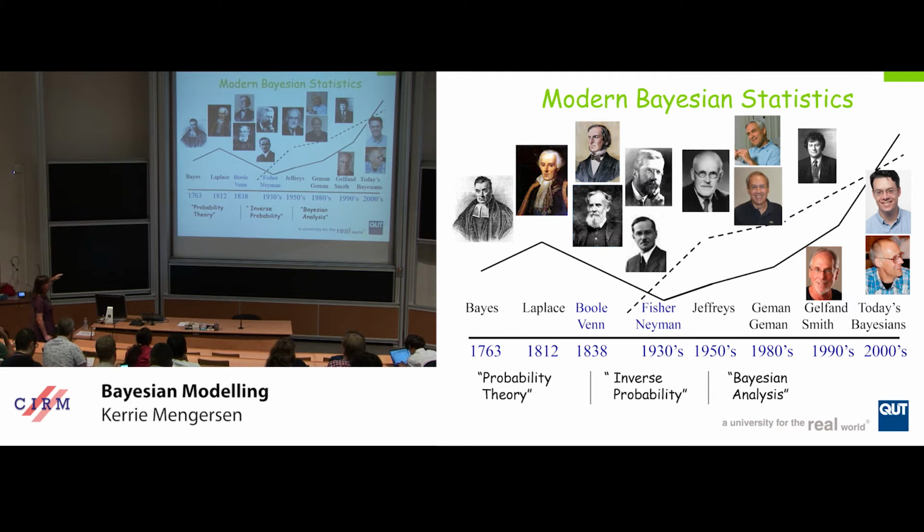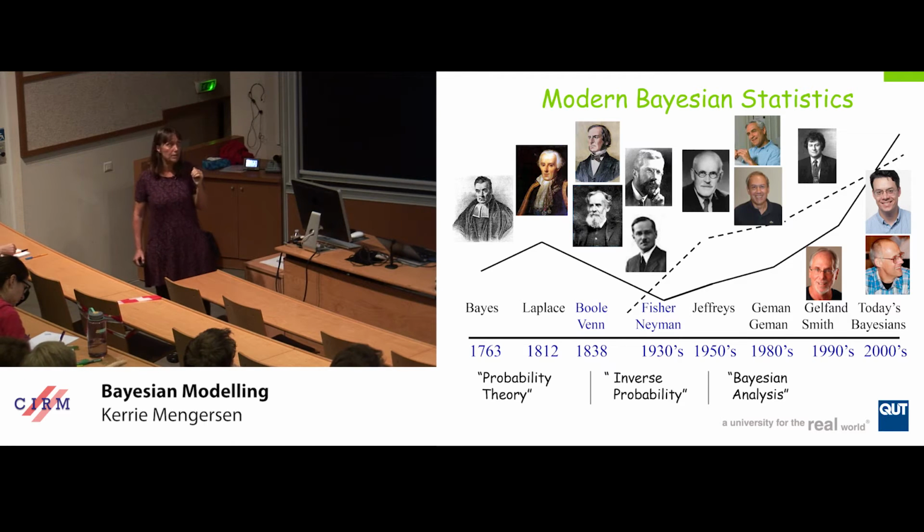So you can see the dotted line is the frequentist construct, so coming up. Meanwhile, Jeffreys was working on priors and really starting to understand and promote objective priors, and so overcoming that problem.